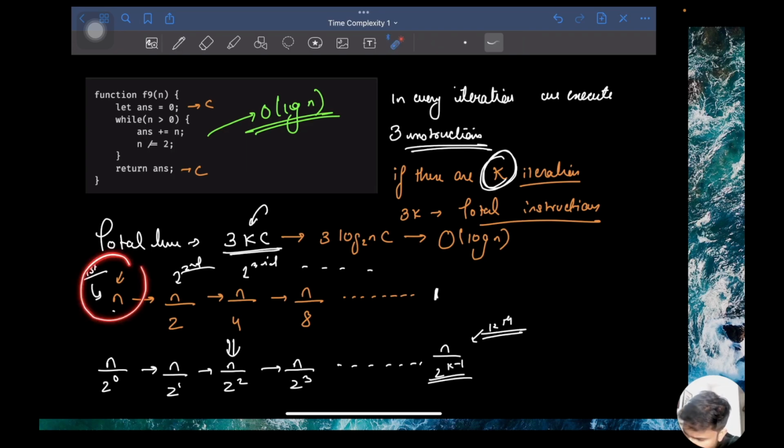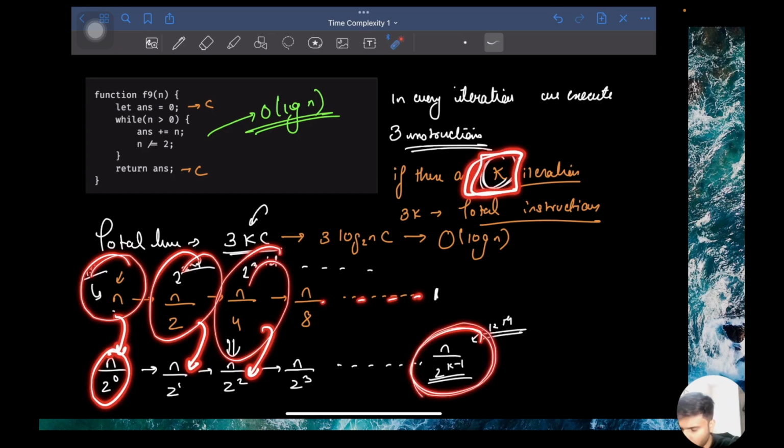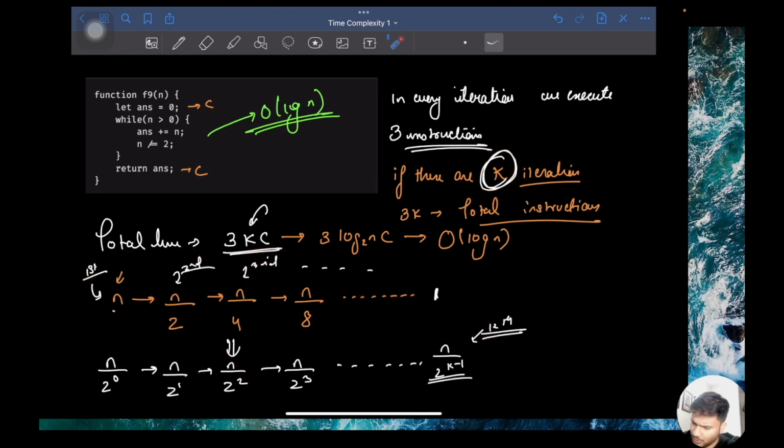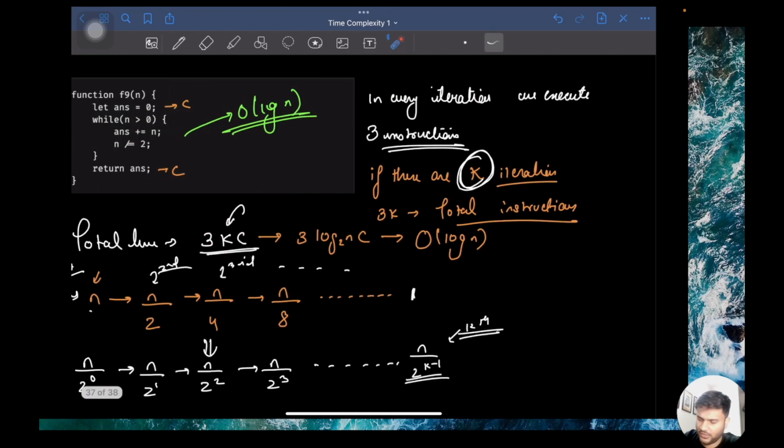We just saw that in the first iteration the value is n by 2 raised to the power 0. In the second iteration it is n by 2 raised to the power 1. In the third iteration it is n by 2 raised to the power 2, and so on. So if there are total k iterations, at last it will be n by 2 raised to the power k minus 1. Because you are dividing by 2 again and again, what should be the approximate last value that will be greater than 0? Can I say approximately 1? Because when you divide by 2 again, it will become 0, right? So n by 2 raised to the power k minus 1 is approximately 1. You take log on both sides, simplify it, and k becomes approximately equal to log n. So the time complexity becomes order of log n.